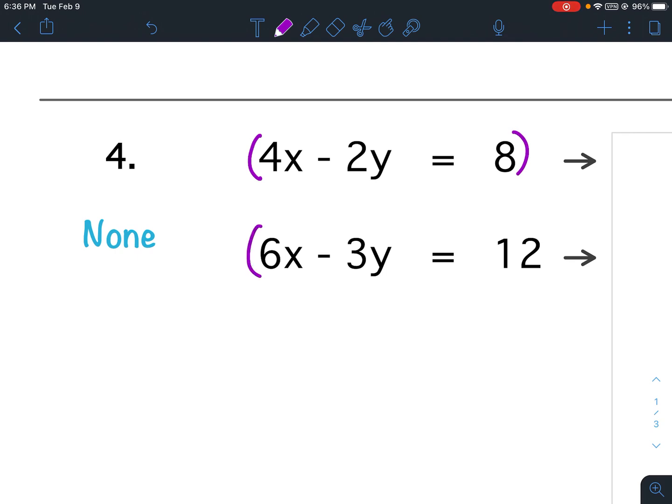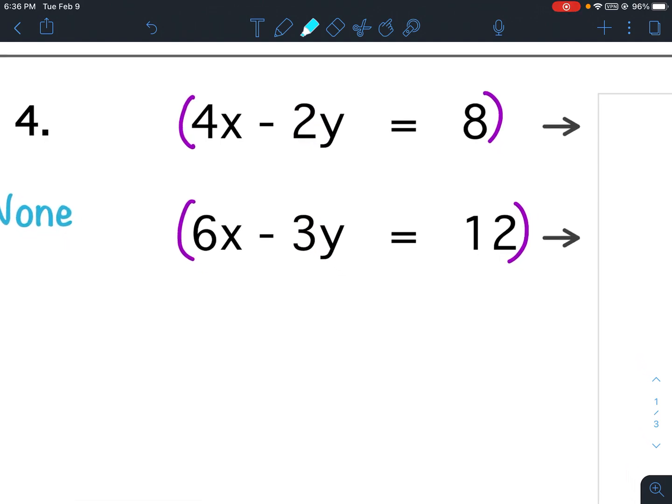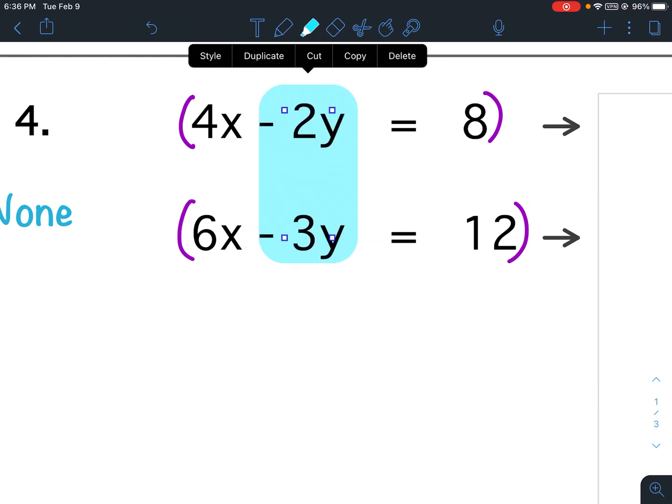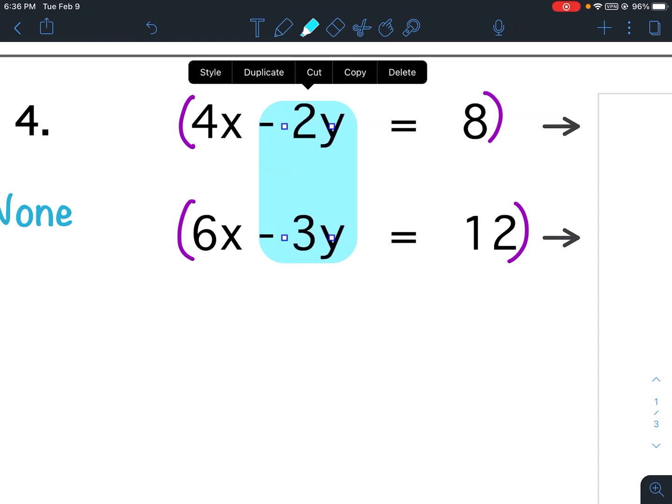and the bottom equation. Now, do we want to use the coefficients 4 and 6, or do we want to use the coefficients 2 and 3? Well, I would like to use the coefficients 2 and 3 because they are smaller numbers. So go ahead and lightly box the y terms.